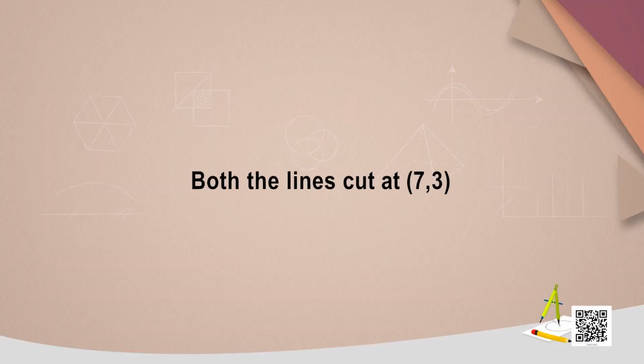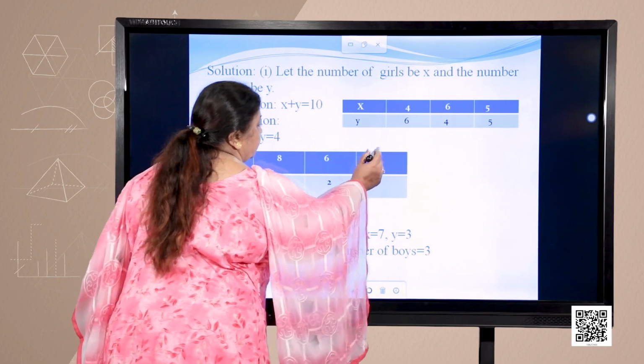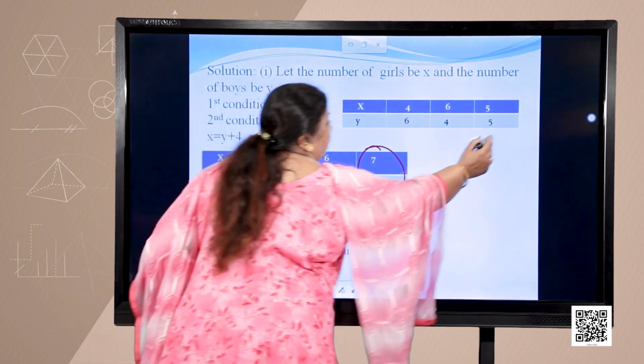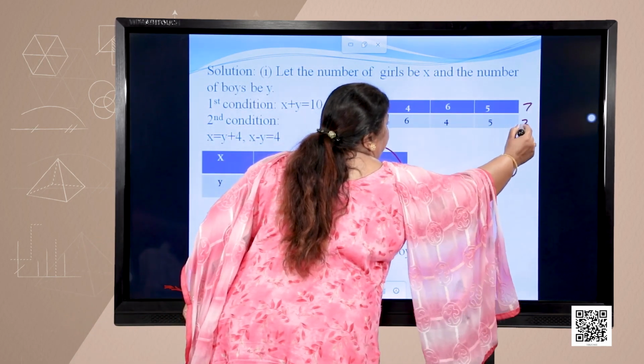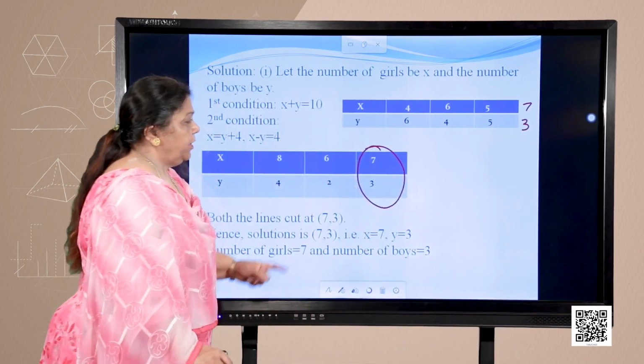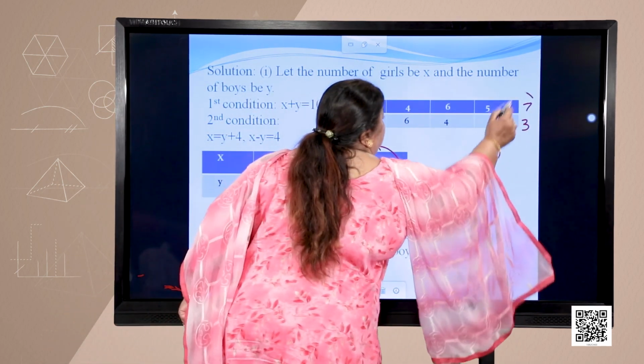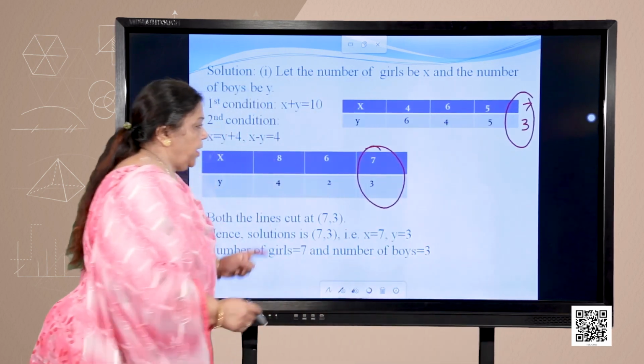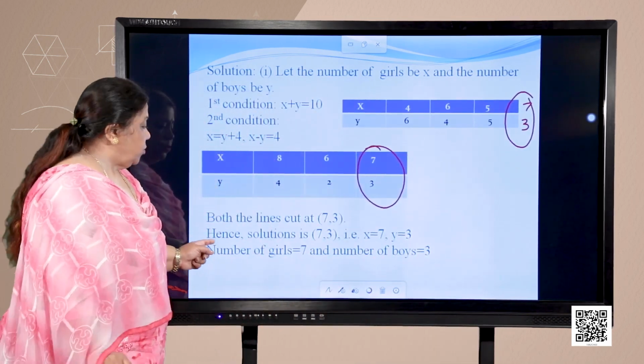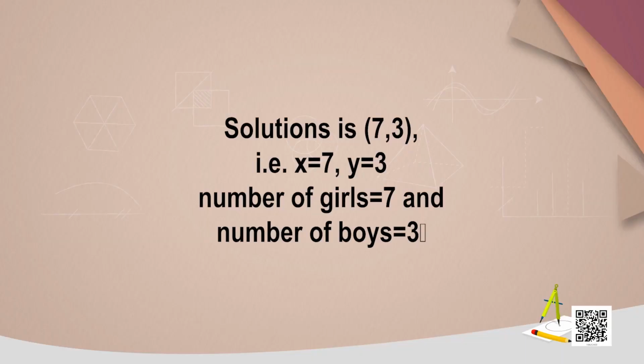So both the lines are meeting at which point? 7, 3. Because if I take here 7, here the value of y will be 3. So this is a common solution for the pair of equations. So the solution is 7, 3, x is equal to 7 and y is equal to 3. Number of girls is 7 and number of boys is 3. Let us see the graph.